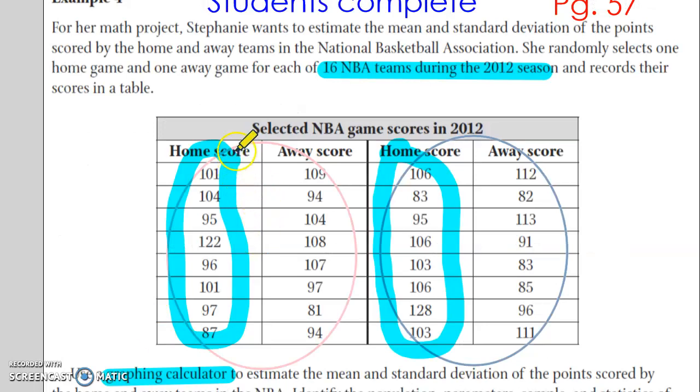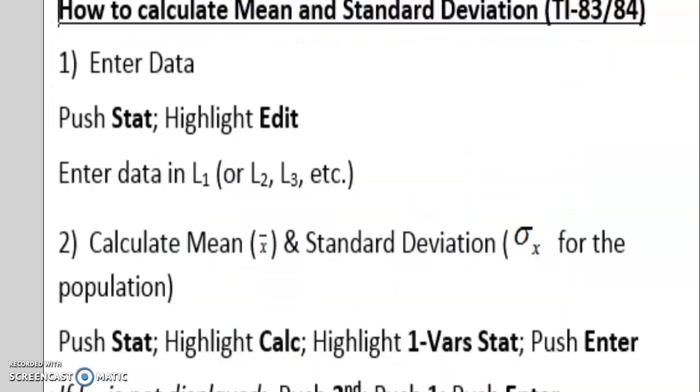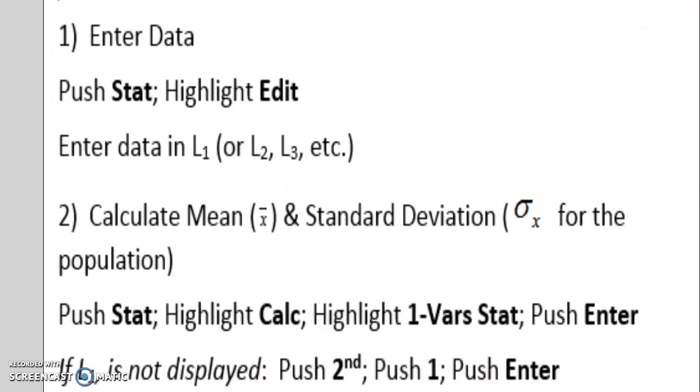So what you want to do is go to your stat, edit, and in your L1 list, enter all of the home scores. And then after that, friendly reminder, you're going to push stat, highlight and scroll over to calc, select the 1 var stat, push enter, and you're going to get a lot of data. Make sure you're looking at the following notation to get the correct answers.